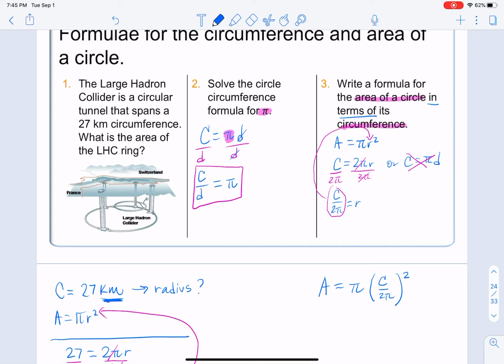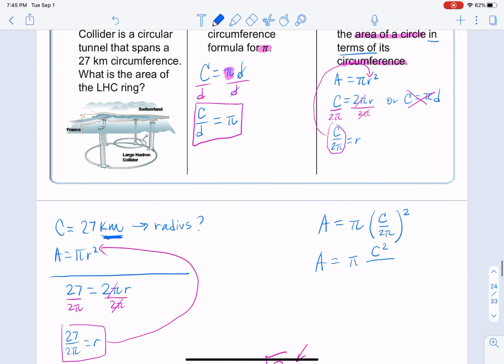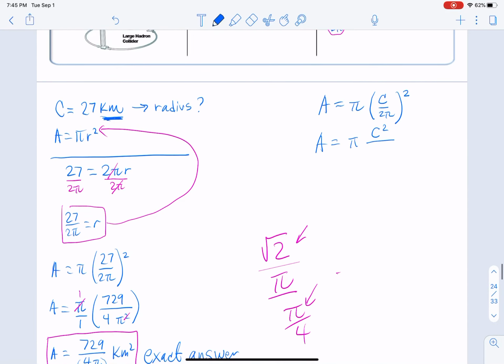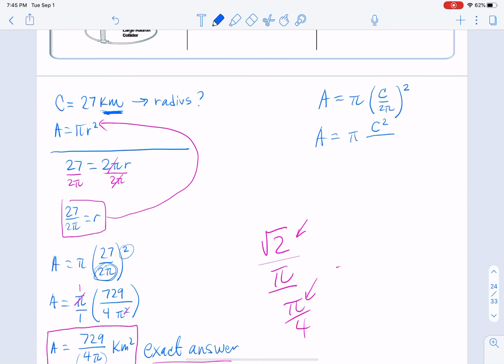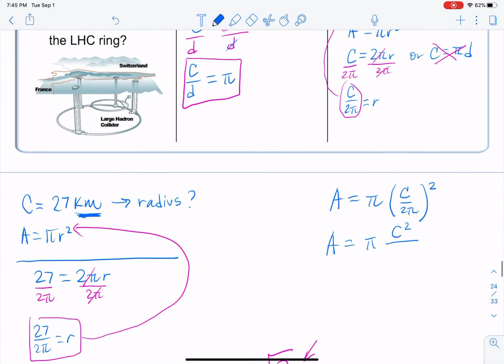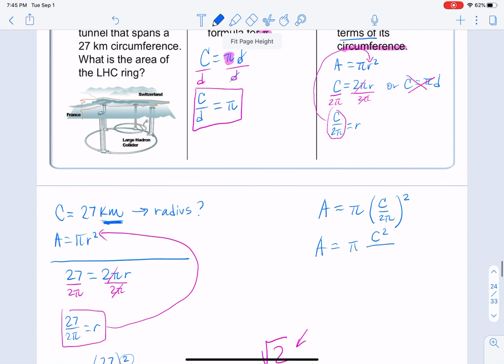Now I want to go ahead and clean this up just a little bit, shall we? So I'll bring my pi over. I'm going to square everything inside the parentheses. I'm going to square the top. It'll be a c squared. And square the bottom. I could have sworn we've done that before, haven't we? Yeah, we squared a 2 pi over here before, and we got a 4 pi squared. I knew we'd done it before. It looked familiar.